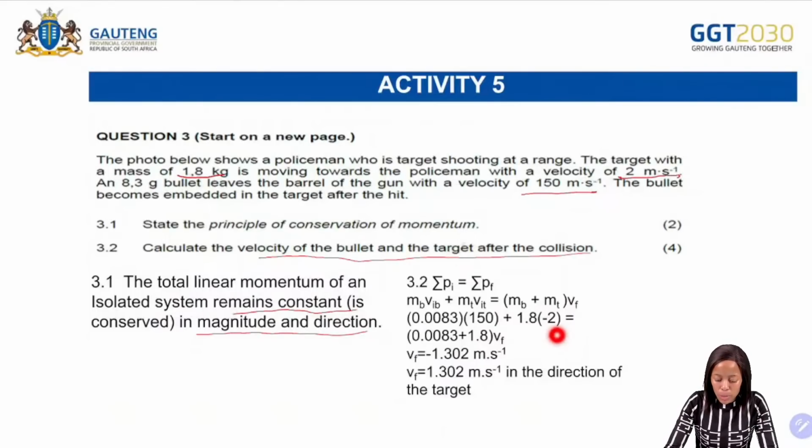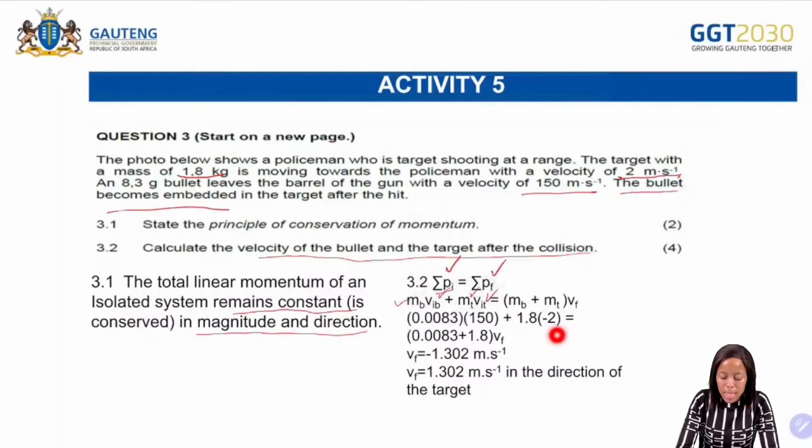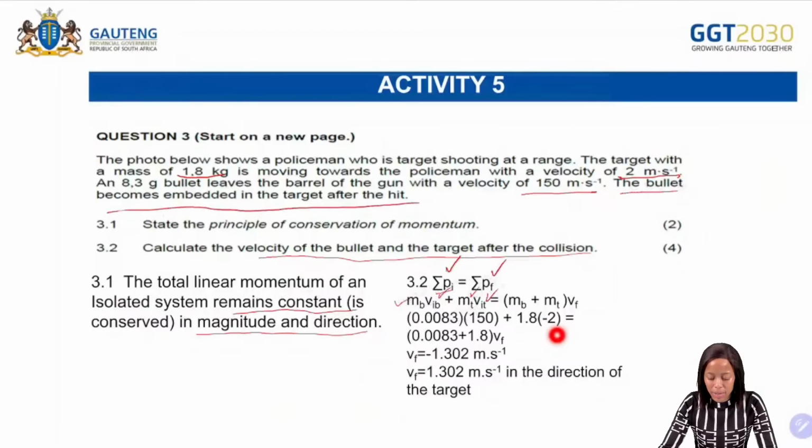It's going to be the sum of the momentum initial, or before collision, and the sum of the momentum final, that is after the collision. So you are going to break down your formula to say momentum initial for B, which is the bullet, and the momentum initial for T, which is the target. So what is it that we have? We have the mass and velocity of both the bullet and the target. And then they said what happens? The bullet becomes embedded in the target after the hit.